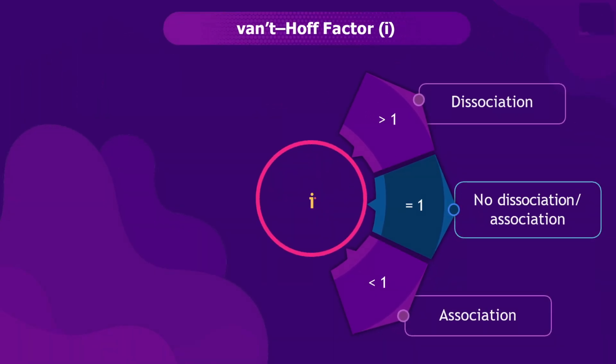Here, if van't Hoff factor is considered as i, if the solute particle dissociates in a solvent, then i value will be greater than 1. If the solute particles neither dissociate nor associate, then i value is equal to 1. If the solute particles associate, i value is less than 1.